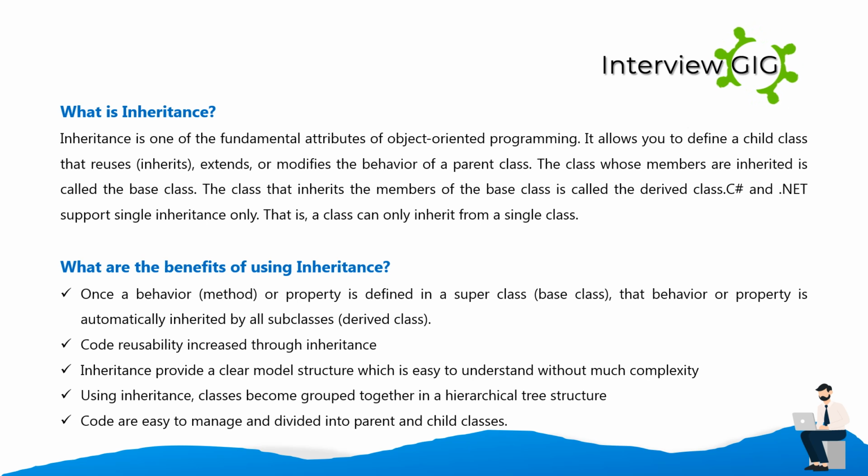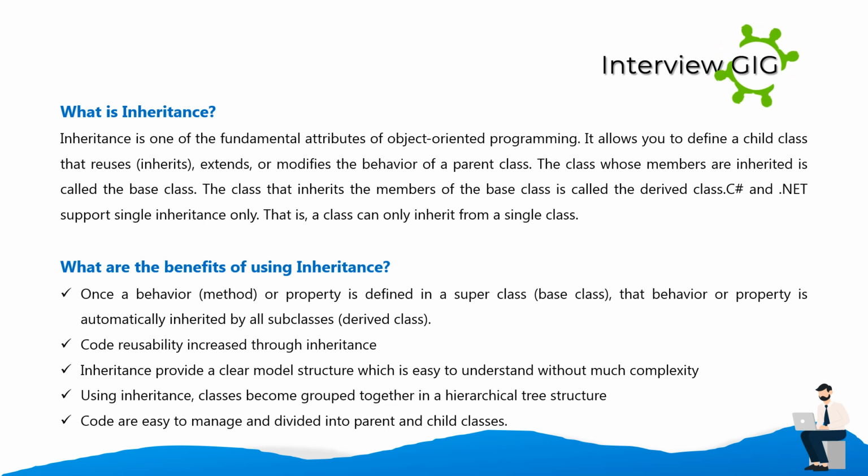What is inheritance? Inheritance is one of the fundamental attributes of object-oriented programming. It allows you to define a child class that reuses, inherits, extends, or modifies the behavior of a parent class. The class whose members are inherited is called the base class. The class that inherits the members of the base class is called the derived class. C# and .NET support single inheritance only. That is, a class can only inherit from a single class.